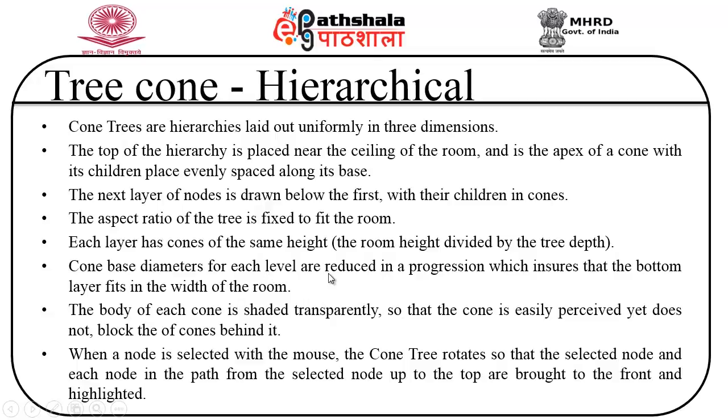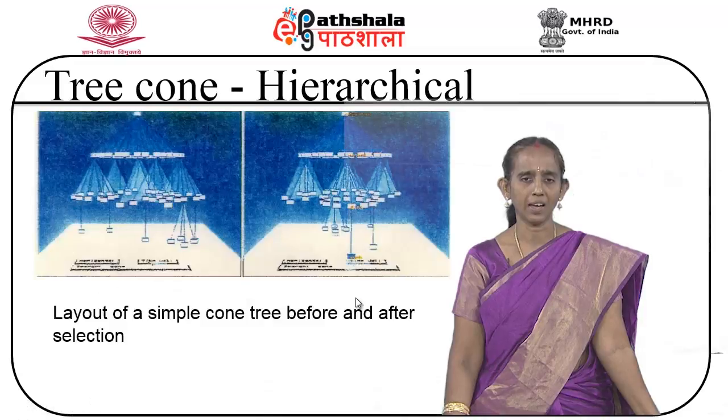Cone-based diameters for each level are reduced in a progression which ensures that the bottom layer fits in the width of the room. The body of each cone is shaded transparently so that the cone is easily perceived. It does not block the cones behind it. When a node is selected with a mouse, the cone tree rotates so that the selected node and each node in the path from the selected node up to the top are brought to the front and are highlighted.